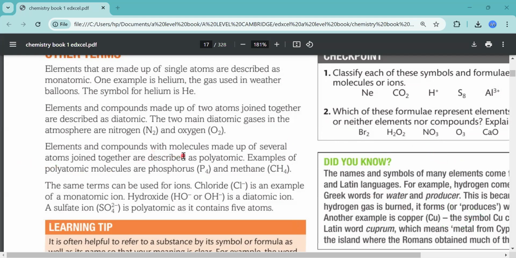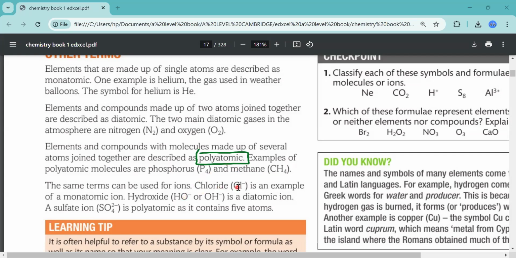Now, elements and compounds with molecules made up of several atoms joined together, we call them polyatomic. Poly means many. Atomic means atoms, meaning when multiple atoms are connected, not just two. Examples are P4, S8, methane. They are simply molecules, but monoatomic and polyatomic are general terms. Okay, these are the general terms.